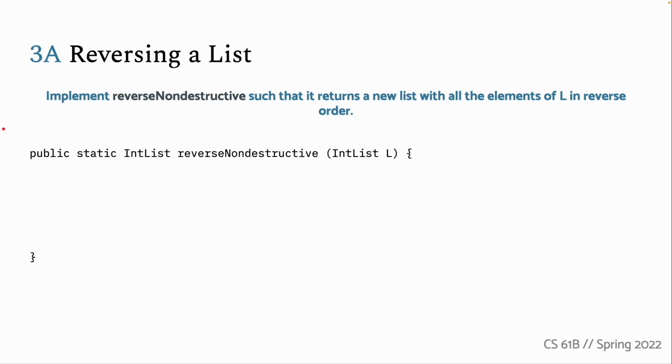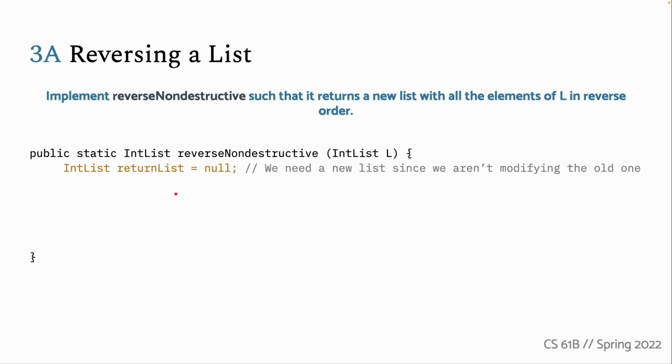Okay, let's talk about it. So first things first, we know we don't want to modify the list we're passing in, but we do need to return some int lists. So let's create a new list so that we don't end up modifying the old one. We're going to start with it set to null, and I'm just going to call it return list, but you can call it whatever you want.